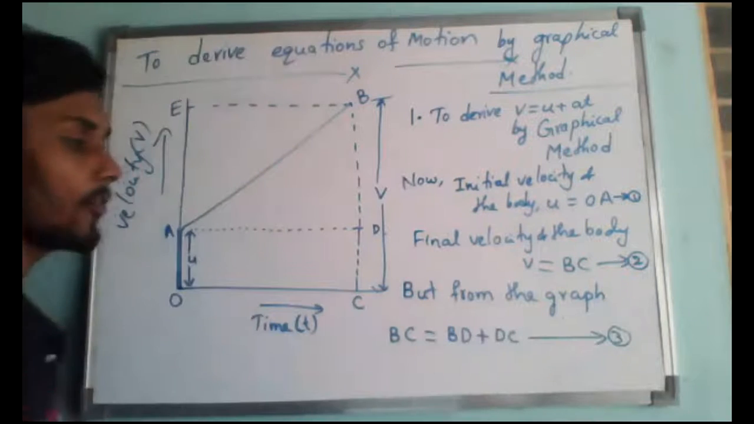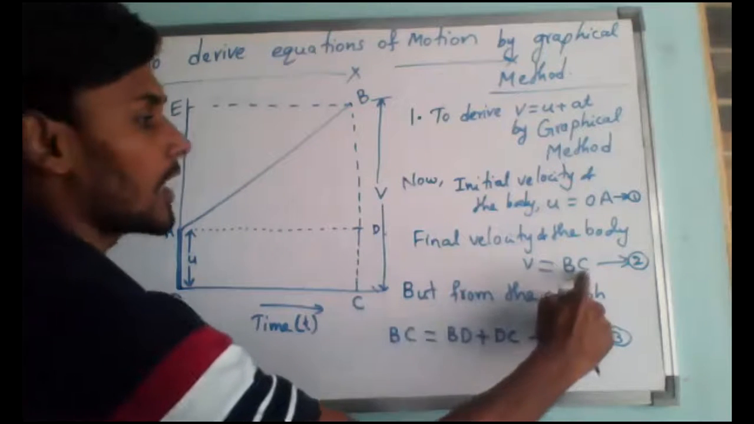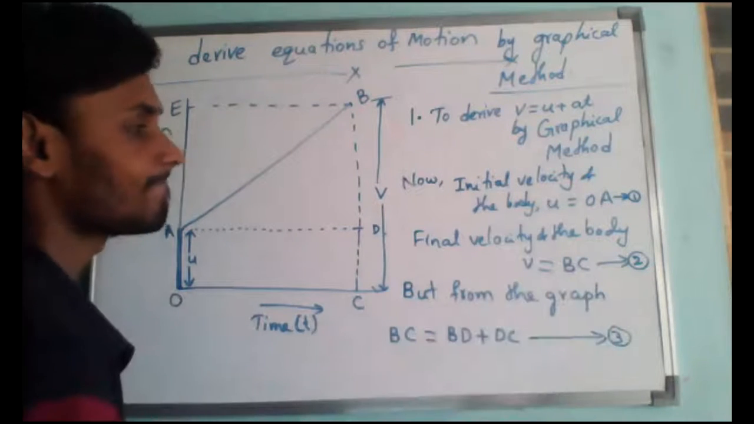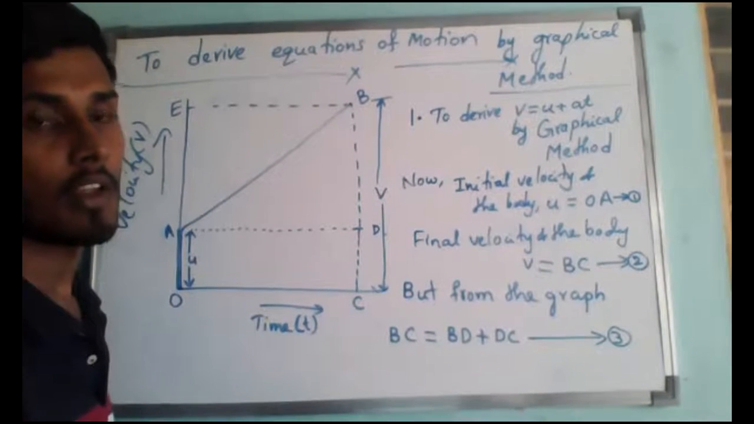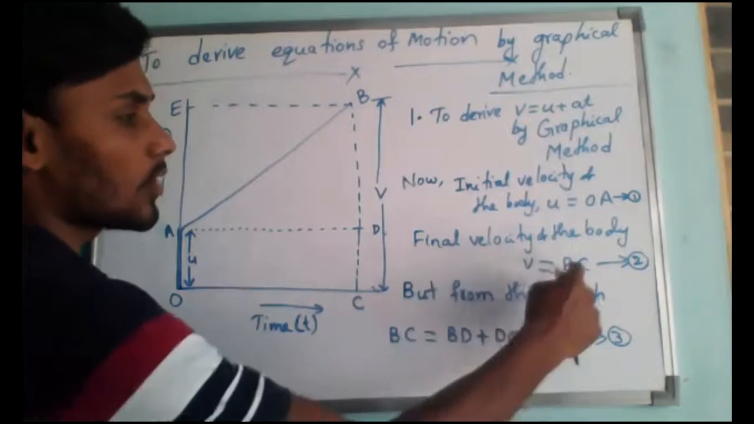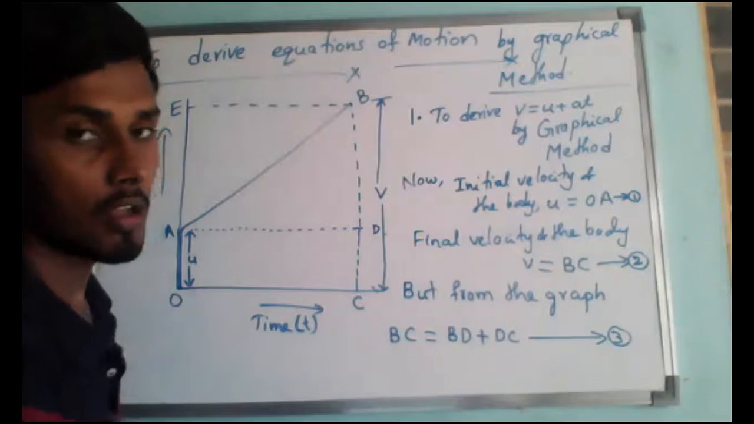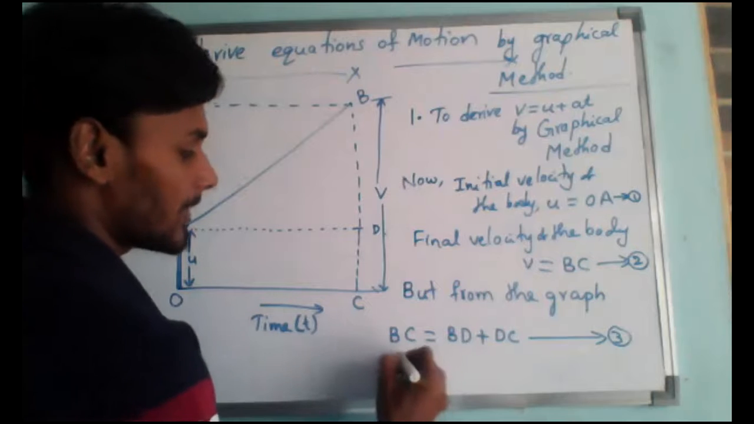Till here you have completed, all of you. Now, if you observe, as we know from equations 1 and 2, BC is equal to what? BC is equal to velocity V. Understand? So let me substitute it now.